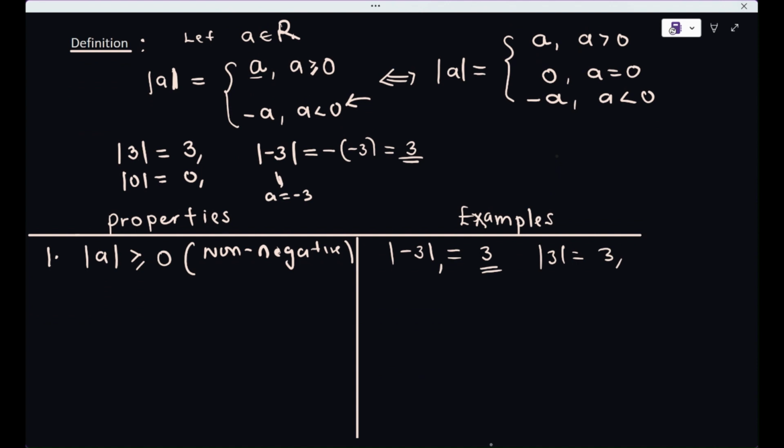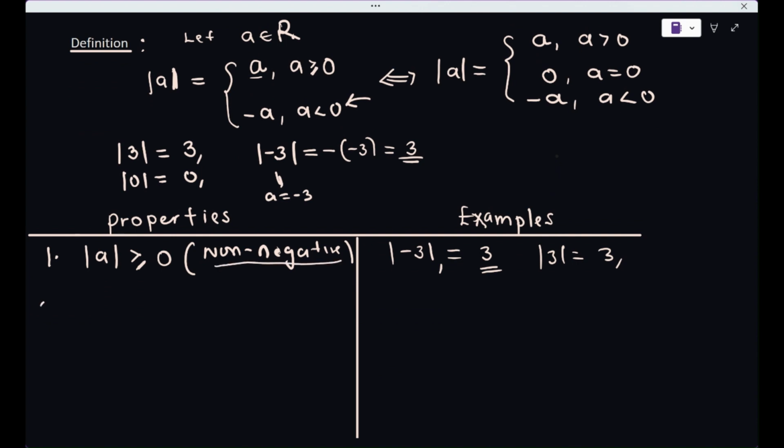So the smallest it can ever be is 0. So that is why we say it's greater than or equal to 0. And that is when your A is 0. So once you take an absolute value of a number, the result can never be negative. It's either positive or 0. So that is why we said it is non-negative.